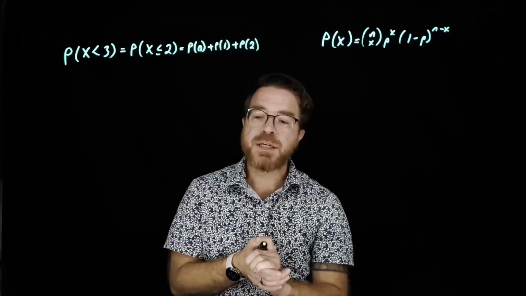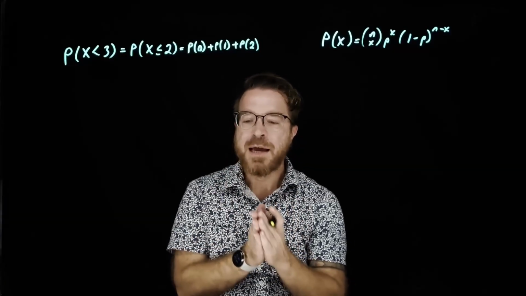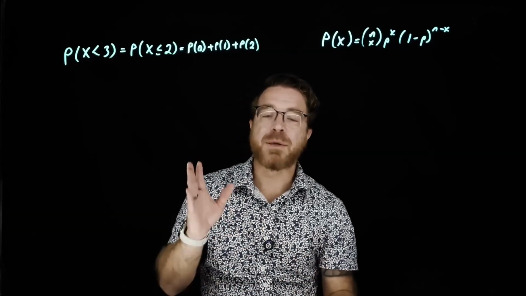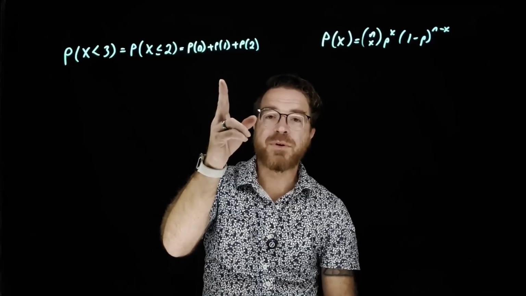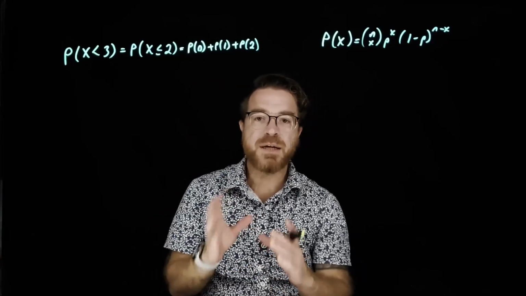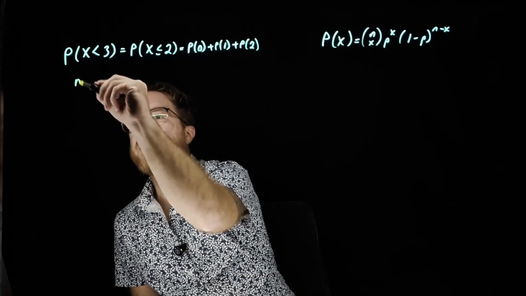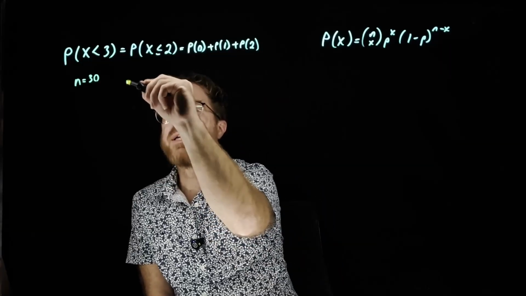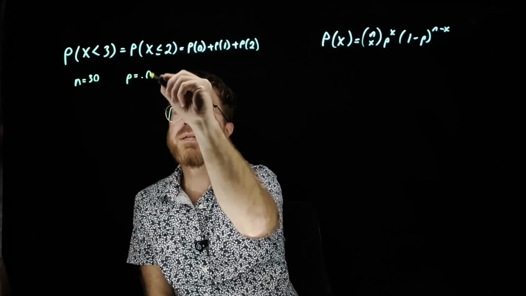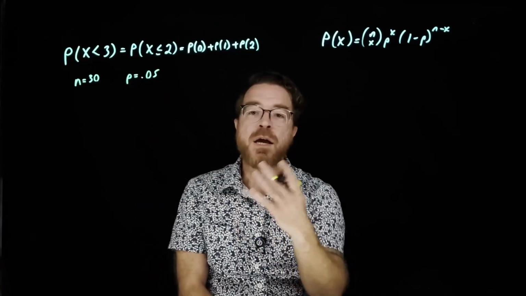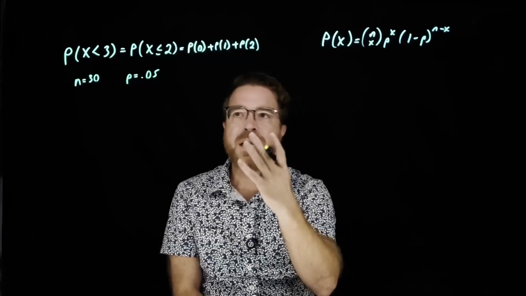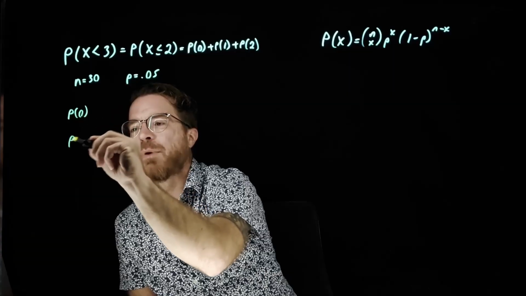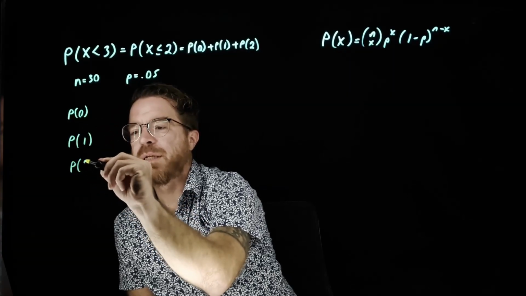Part A says, if a particular shipment has a 5% chance of a battery being defective, what is the probability the entire shipment is accepted? And just like we talked about, they will accept it if there are 0 faulty batteries, 1 faulty battery, or 2 faulty batteries. So going back to the original problem, we are checking n equals 30 batteries. And we have a probability of finding a defective battery of 0.05, or a 5% chance for any given battery to be faulty. So now we're going to find the probability of 0, the probability of 1, and the probability of 2.